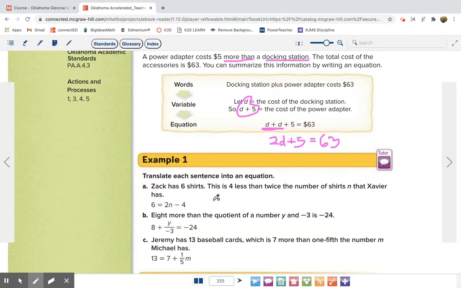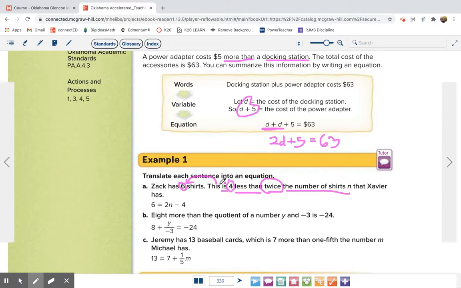So this says Zach has 6 shirts. This is 4 less than twice the number of shirts that Xavier has. So if I go back and read that again, Zach has 6 shirts. There's a number 6. That doesn't really tell me anything yet. And then it says this is. When they say that, they are referring to what was just given in the previous sentence. This is means equals, so we have 6 equals. Here's another number, 4. Less than, twice means times 2. But then after it is what it's talking about, so this is what's times 2. The number of shirts that Xavier has.